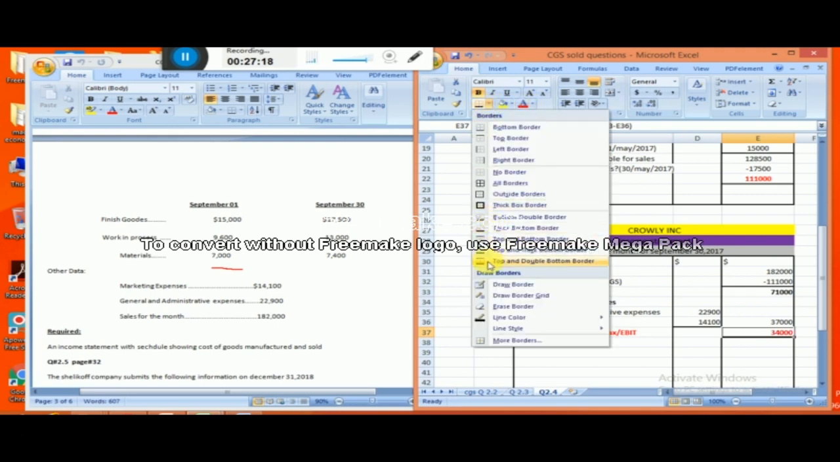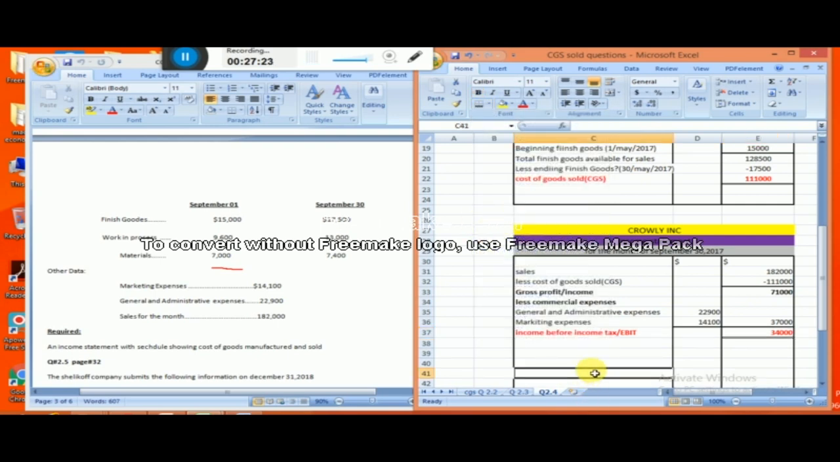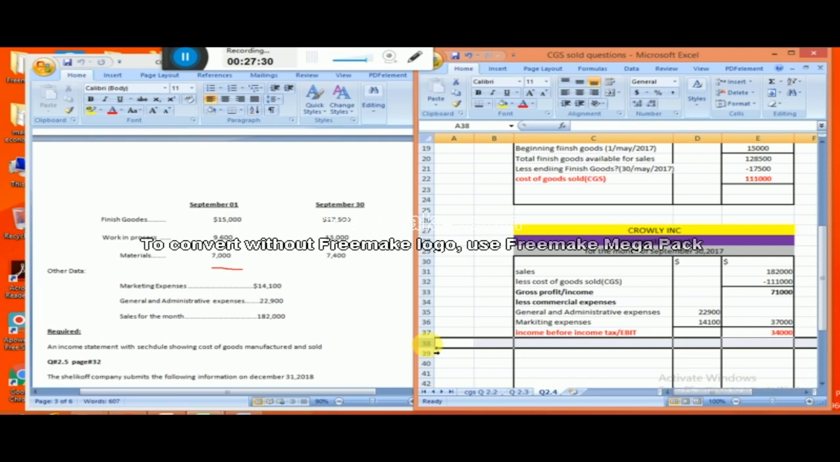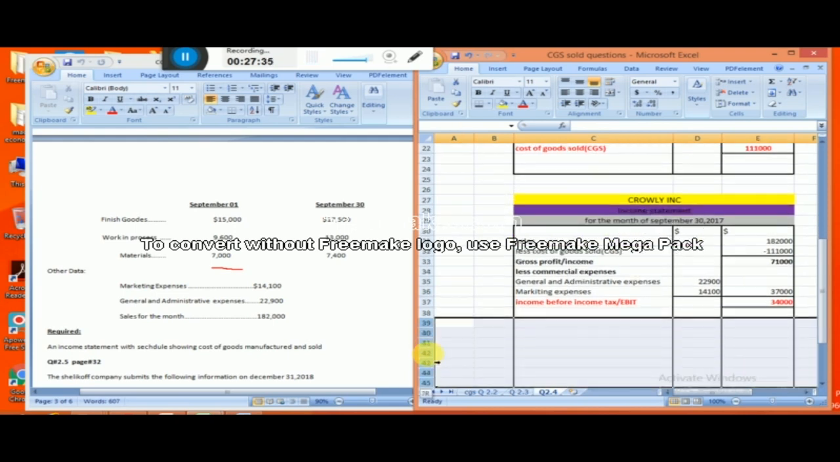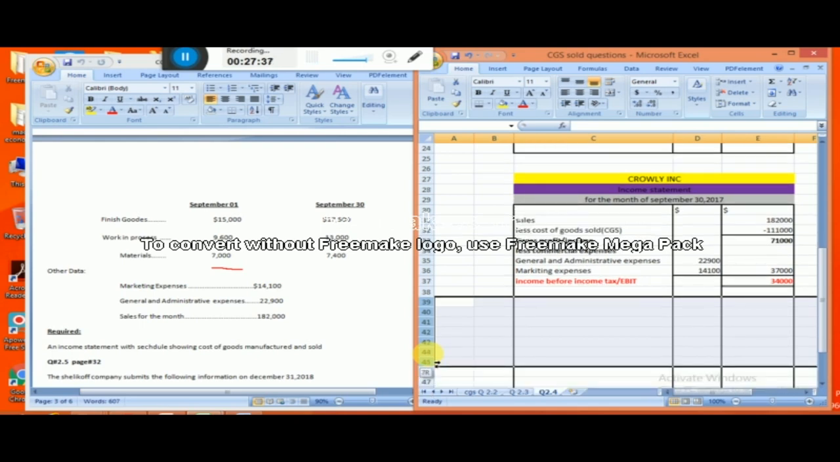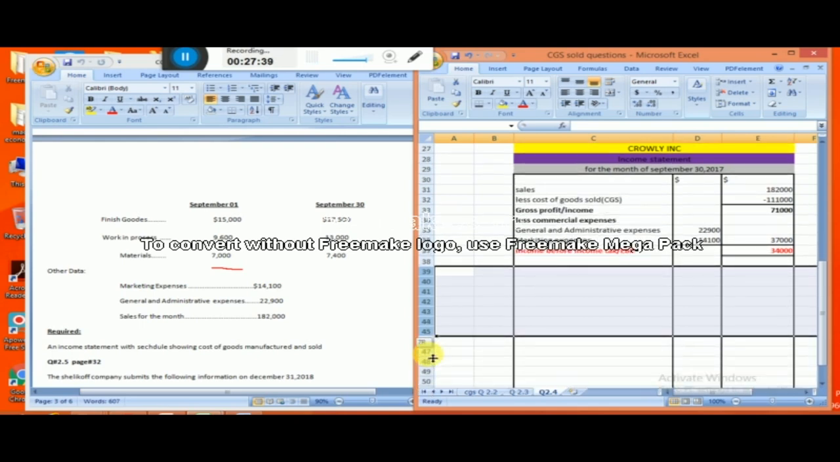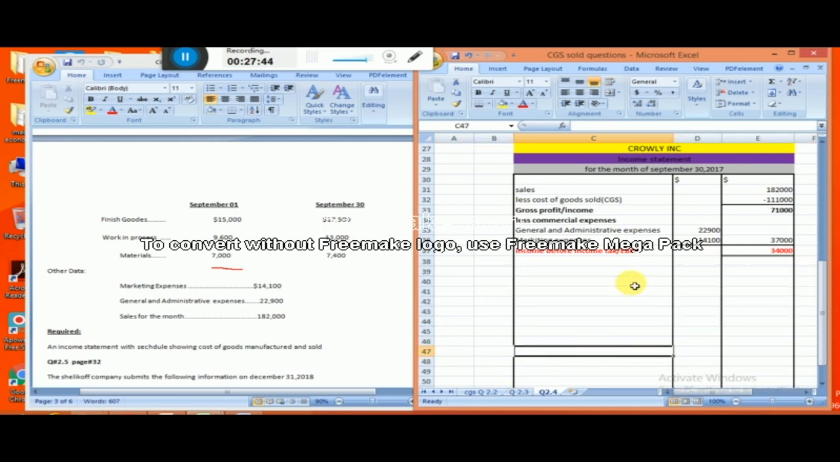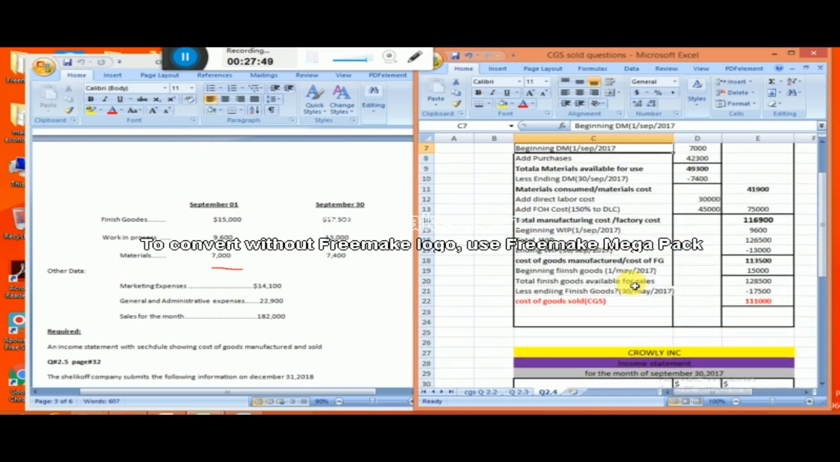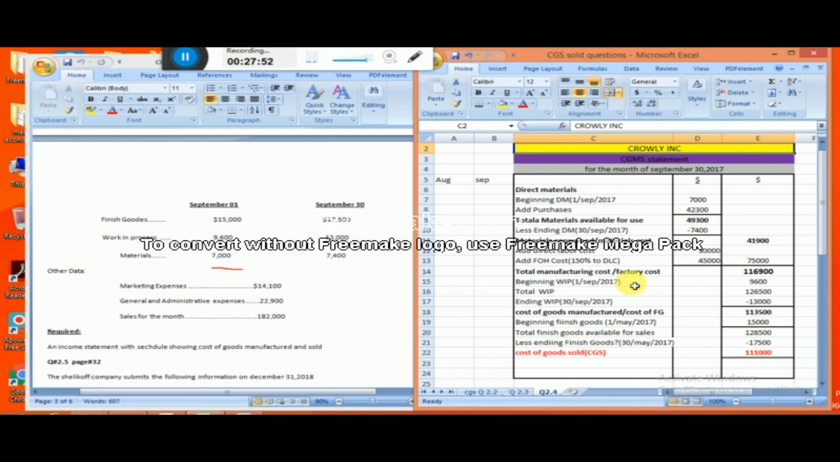So dear students, I hope you understand this question, how we can calculate the CGS and how we can calculate the income. If you have any problem, you can ask me questions. For now, Allah Hafiz.